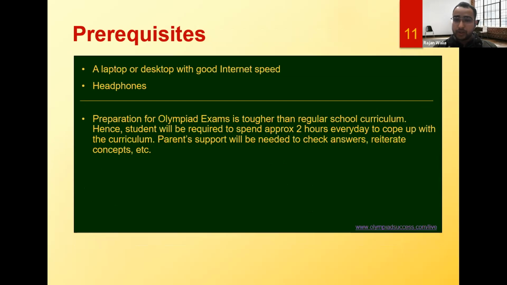To join this course, you need a laptop with good internet speed and headphones. And students, as you know, preparation for Olympiad exams is tougher than the regular school curriculum. As you already appeared in level 1, you know you need to prepare. So you need to spend approximately 2 hours every day to cope with the curriculum.